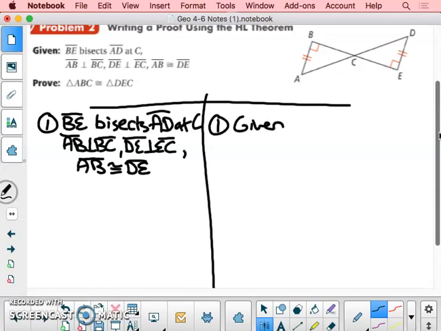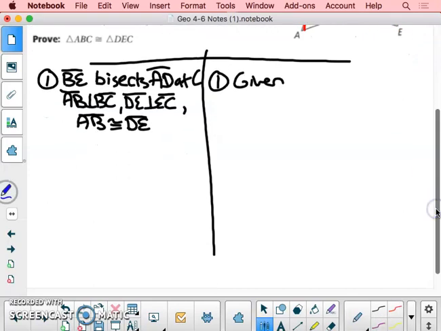So if I'm thinking about the HL theorem, I need right triangles first off. Then I need a congruent pair of hypotenuses and a congruent pair of legs. They gave me a congruent pair of legs. That one is done. So I need to say two things in my proof. I need to say why the triangles are right triangles. And then I need to say why the hypotenuse pair have to be congruent. So that's what we're going to try to do with this proof.